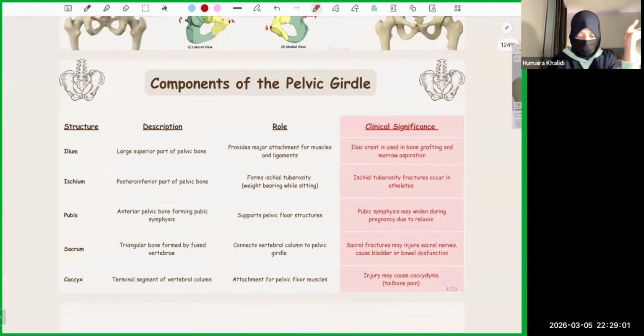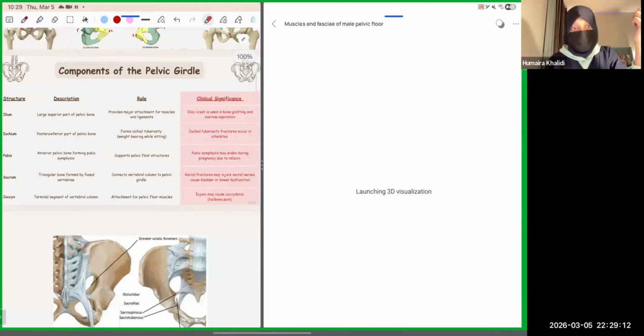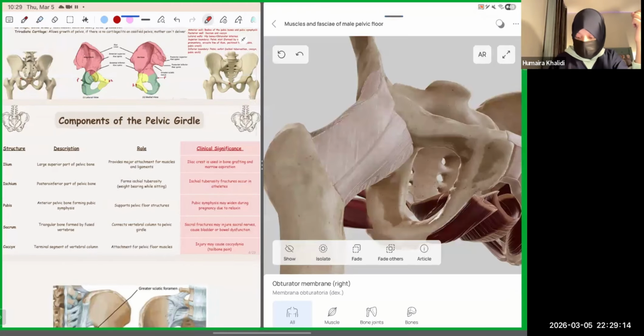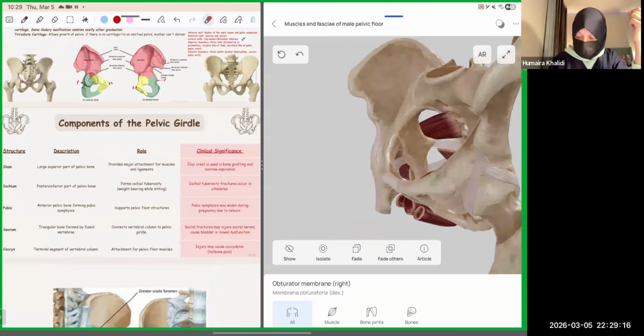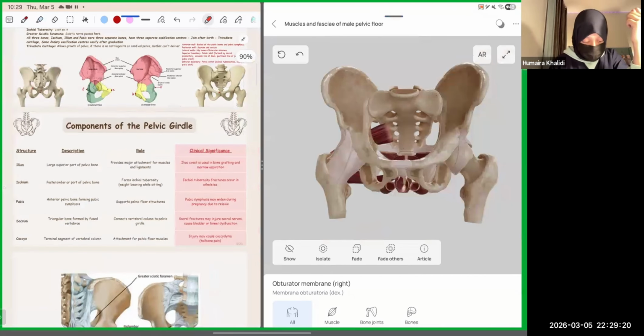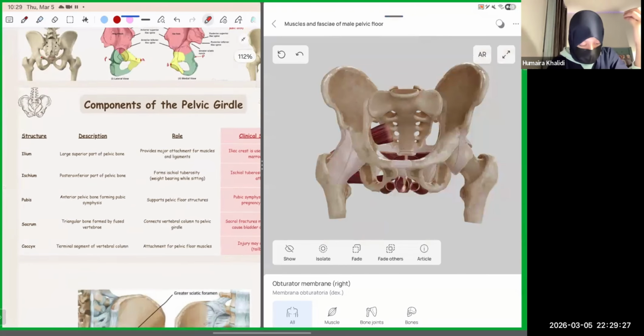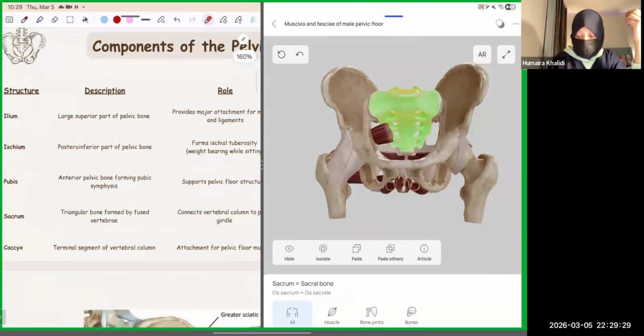Now again, ilium is the largest superior part of the pelvic bone. Ischium is the posterior inferior part of the pelvic bone. And I'm going to just keep this on the side, just so you guys can keep taking a look while I keep explaining. Keep yourself oriented with this. So the ischium is the posterior inferior part of the pelvic bone. The pubis is the anterior pelvic bone forming the pubic symphysis. The sacrum is the triangular part which is fused.